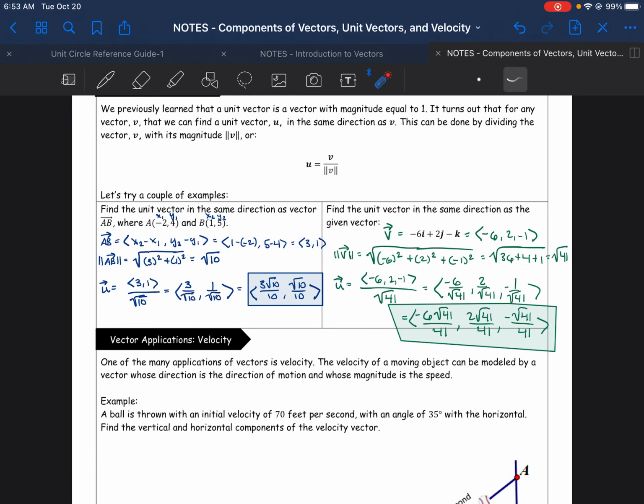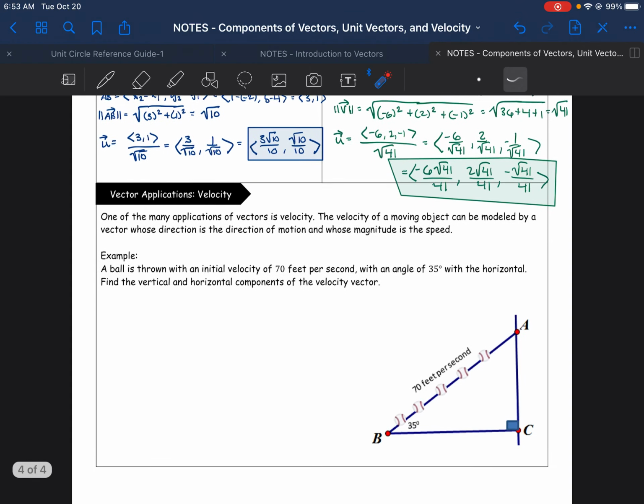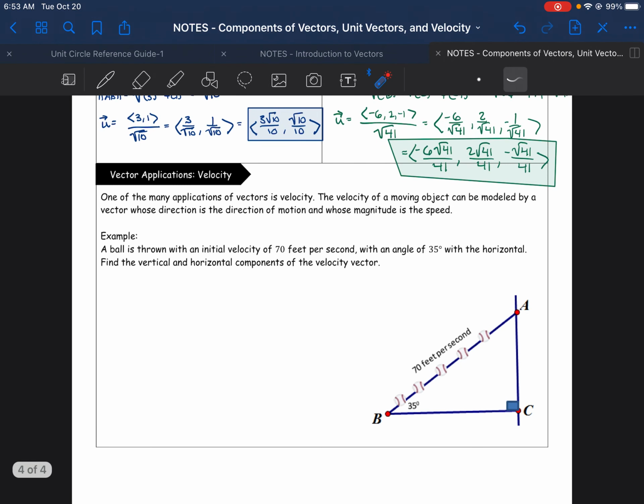Okay, so those are two examples of how we can take any vector and find a unit vector in the same direction as that vector. Now let's look at a quick application of vectors, in this case velocity. Velocity is one of the many applications of vectors. The velocity of a moving object can be modeled by a vector whose direction is the direction of motion and whose magnitude is the speed.